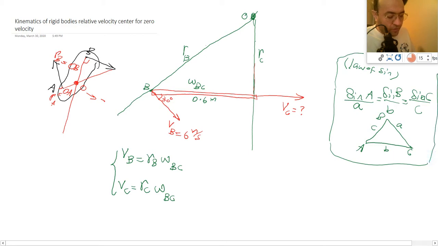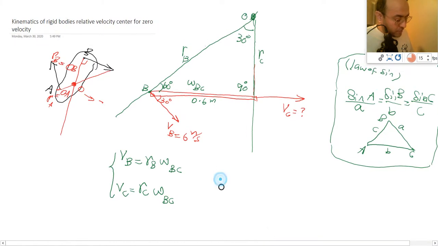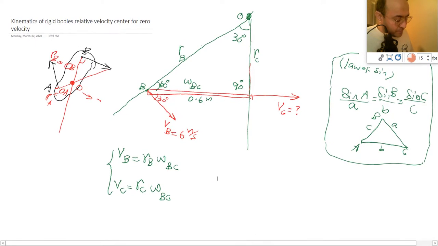So I'm going to use the law of sines to actually find RB and RC. The angle here is 60 degrees, the angle here is 90 degrees, the angle here is 30 degrees. Now in this triangle, I know that RB, so let's do the law of sines.